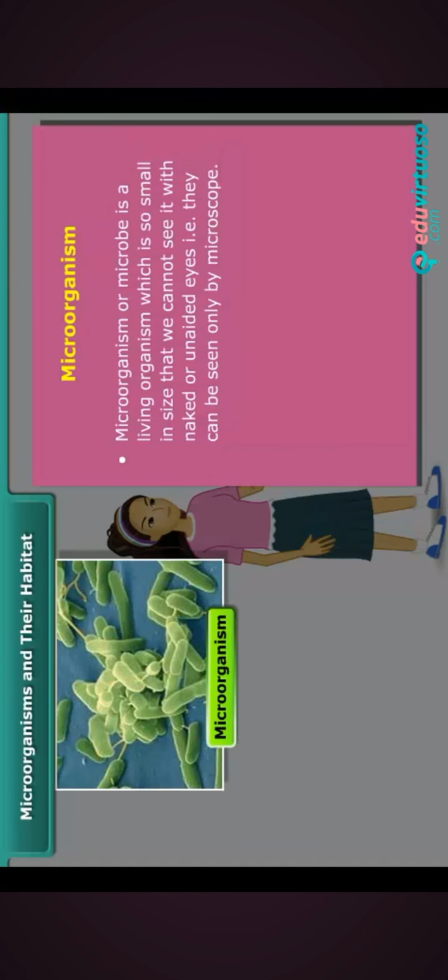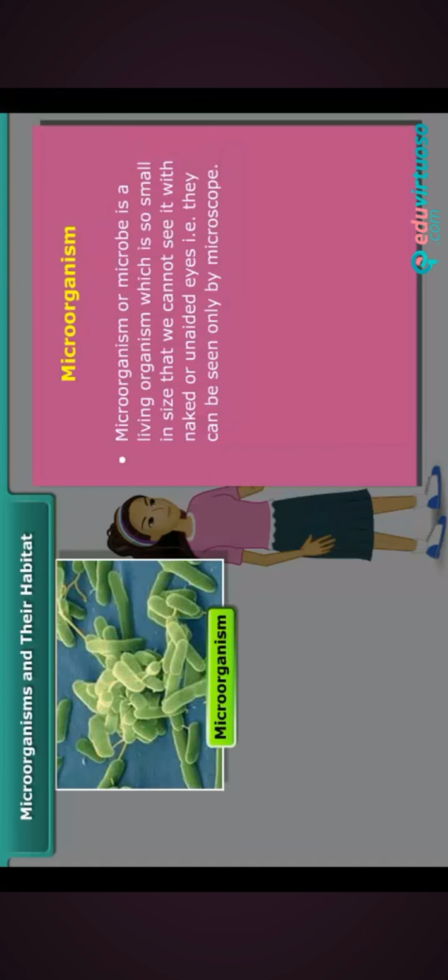Summary. Friends, let us summarize what we have learnt in this module. Microorganism or microbe is a living organism which is so small in size that we cannot see it with naked or unaided eyes, that is, it can be seen only through a microscope. Microorganisms are classified into four major groups: bacteria, fungi, protozoa, and algae. Microorganisms can survive in different environmental conditions like water, soil, hot springs, and mountains, etc.